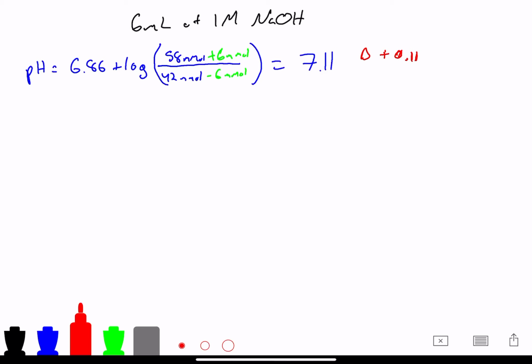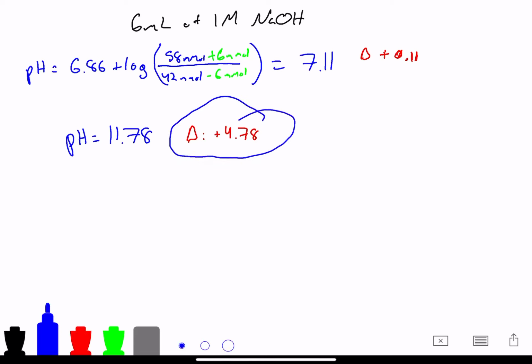Now, had we just added 6 milliliters of 1 molar sodium hydroxide to a liter of pure water, the pH would have been 11.78, which is a change of positive 4.78. You nor any other living cell could survive that. That is bad. However, you can survive this, which is why we have buffers and they're so important.